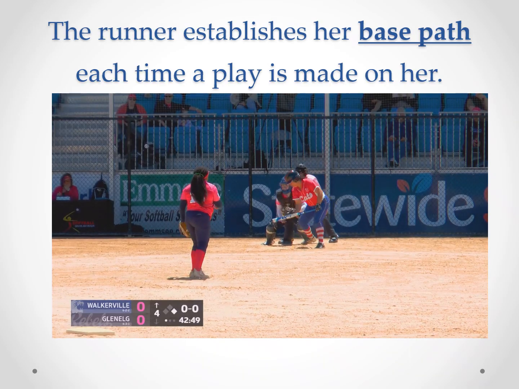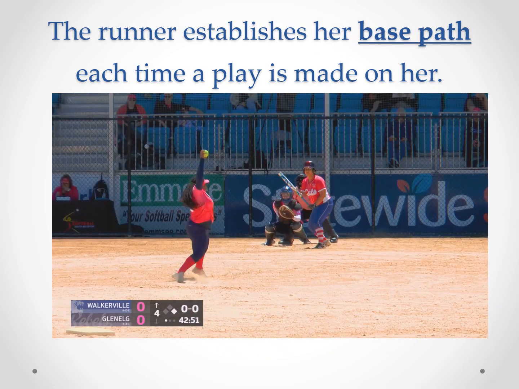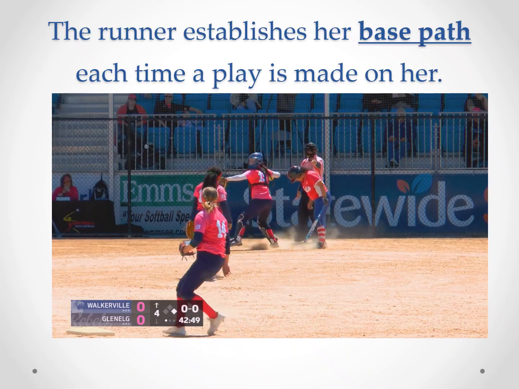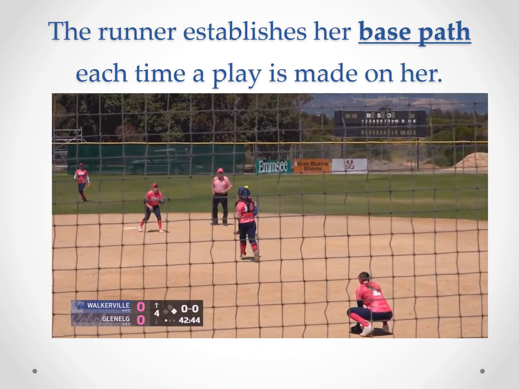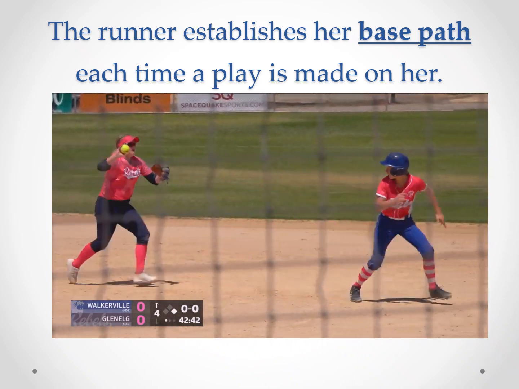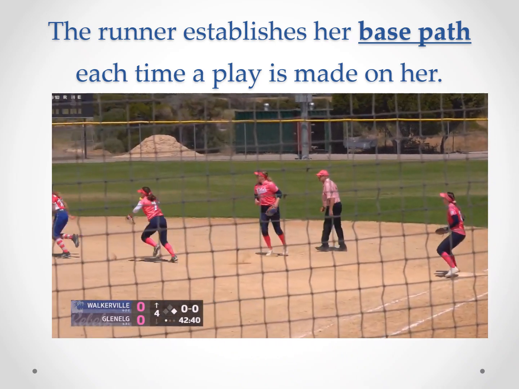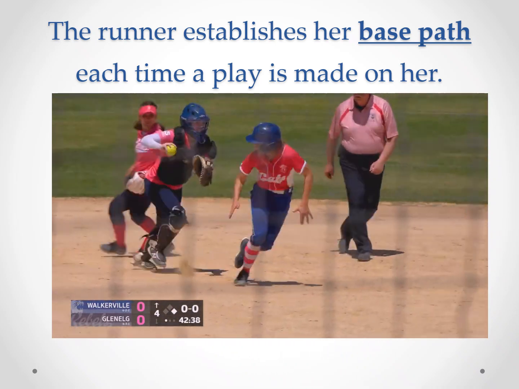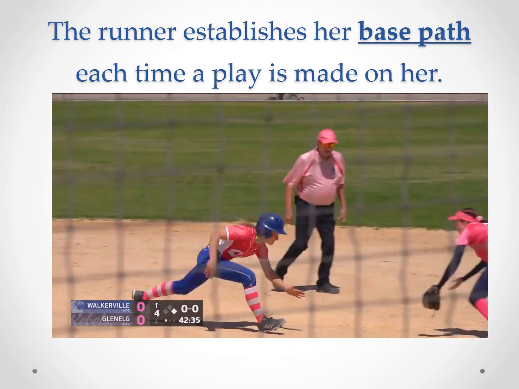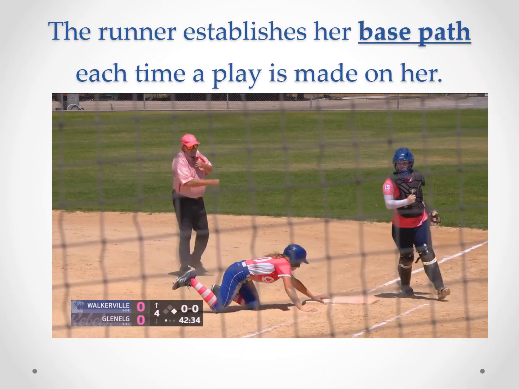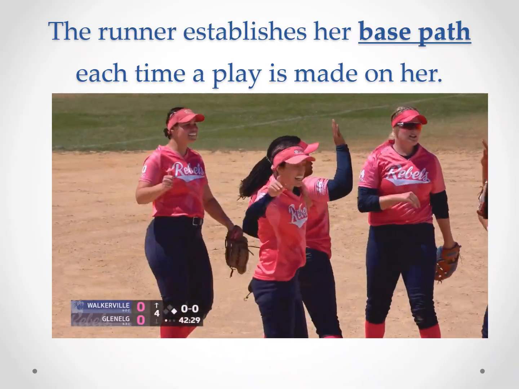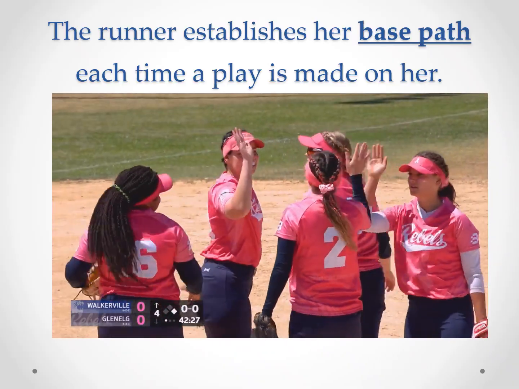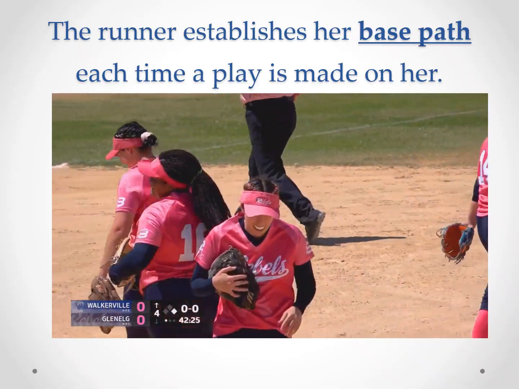This video is a good example of a base runner establishing her base path. Play being made. Now the runner establishes her base path. Now the runner establishes her base path. And once again, she establishes her base path. She chose not to alter her straight line between the bases, but that was her choice. Each time she established her base path when a play was being made on her. Let's look at that again.